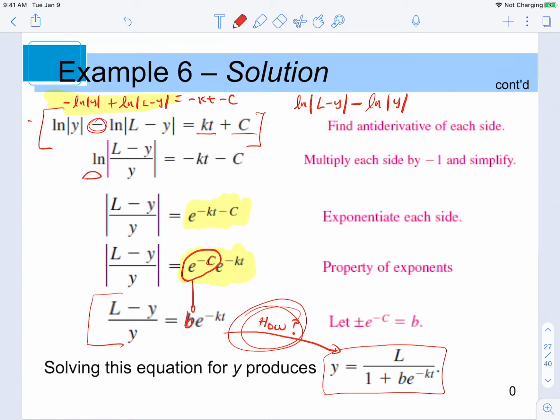Now I'm going to exponentiate both sides. This is gone, leaving me this. And then over here, I get e to the negative kt, and then times e to the negative c. That's what you're seeing here. So convince yourself that this is equal to this. And then e is a constant, and it's being raised to a constant. So it's going to be a constant. Instead of calling that e to the negative c, we're going to just call it B.